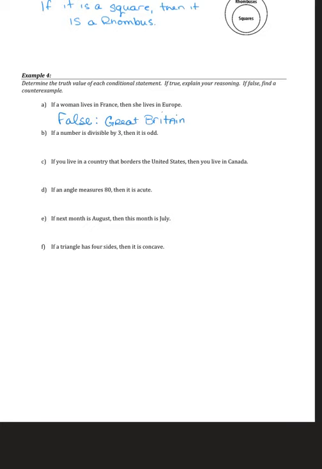All right, part B. If a number is divisible by 3, then it is odd. So we got to think, can you imagine a number that is divisible by 3 that is not odd? And so hopefully you can see that there is a number, for instance, 12. 12 is divisible by 3, but it is even and not odd. Okay, looking at part C, if you live in a country that borders the United States, then you live in Canada. Well, that too is false because it can be the country of Mexico.